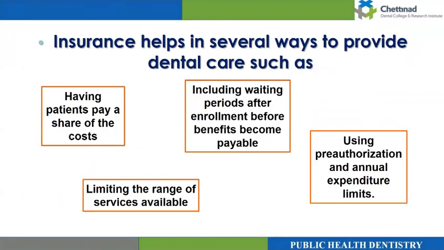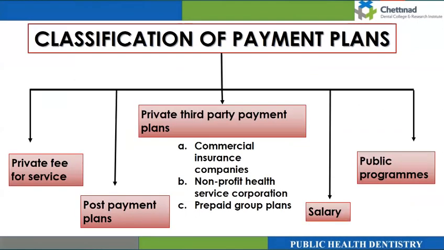Next, insurance helps in several ways to provide dental care, such as having the patients pay a share of the cost, including waiting periods after enrollment before benefits become payable, using pre-authorization and annual expenditure limits, limiting the range of services available. Now coming to classification of payment plans, classified into private fees fee for service, post payment plan, private third party payment plan, salary, public programs. In private third party payment plan: commercial insurance companies, non-profit health and service corporation, and prepaid food plans.